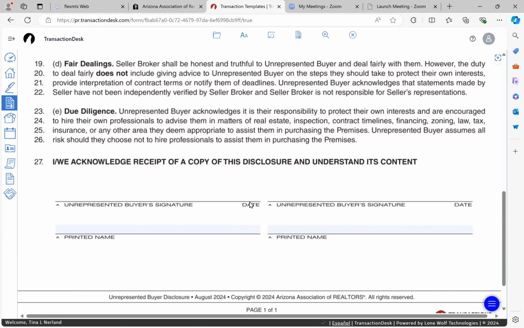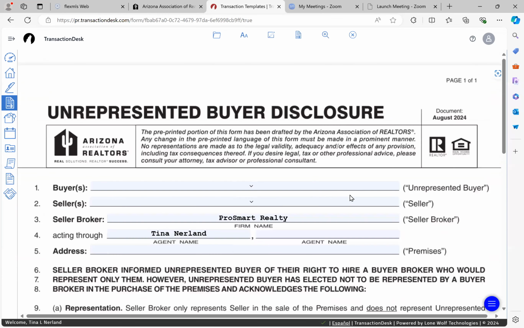All parties sign. Well, actually just the unrepresented buyer. And again, this is only if they don't have an agent.